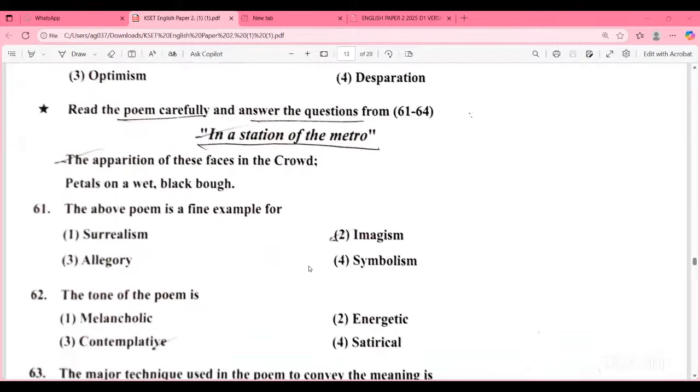Now we have an Imagist poem by Ezra Pound. He had written this Imagist poem in a station of the metro. The apparition of these faces in the crowd, petals on a wet, black bough. You all know this poem really well. So this poem is a fine example of Imagism.